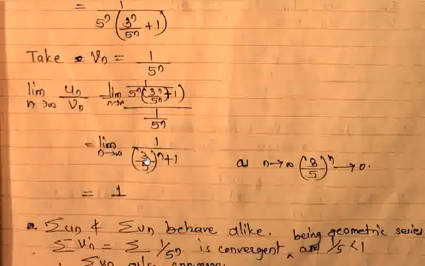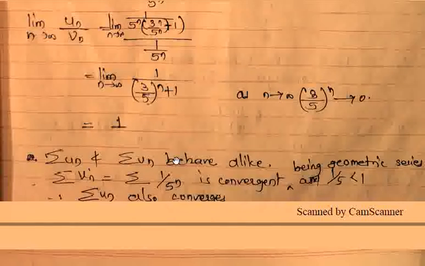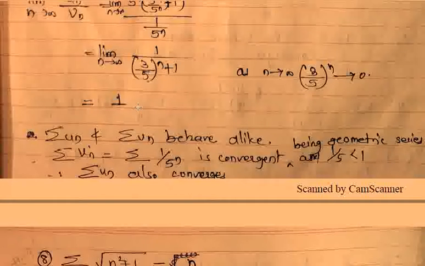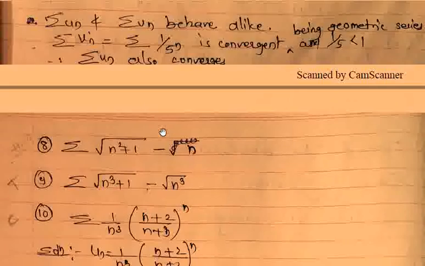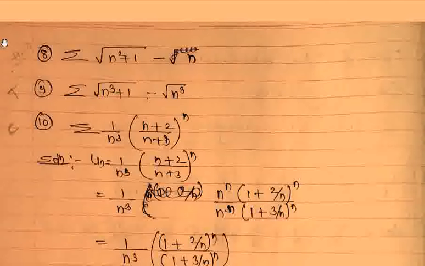Which cancels down here. So as n approaches infinity, you get 1 by 1, which is 1. As sum of un and sum of vn behave alike, meaning the geometric series is convergent, so un also converges. So these are the homework questions.